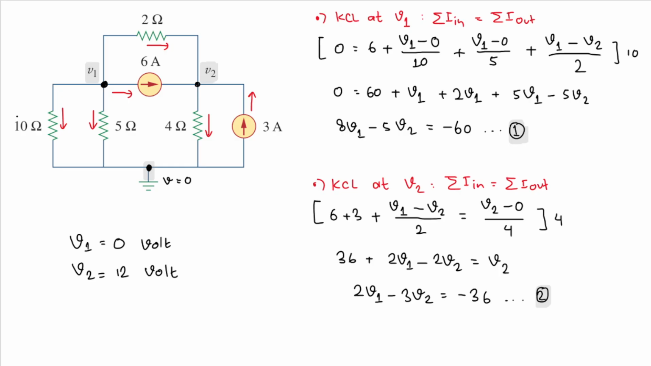And I think that is the answer for the question, right? Because the question asking us for V1 and V2. So hopefully I did not make any mistakes during this calculation.